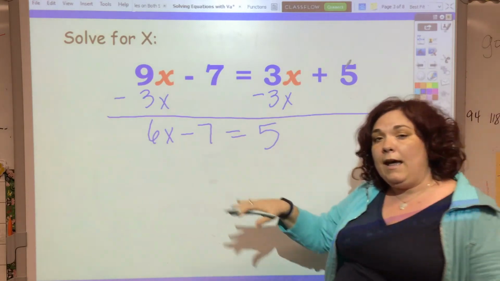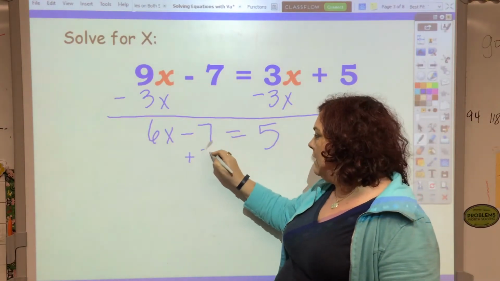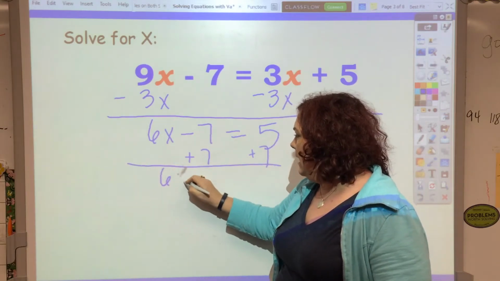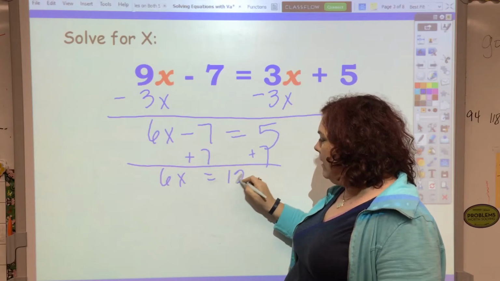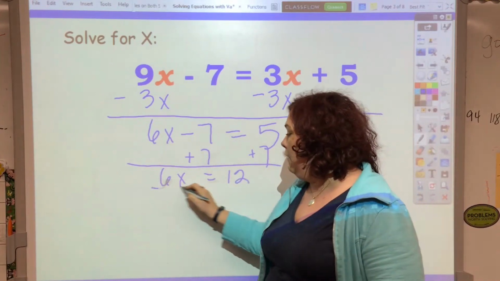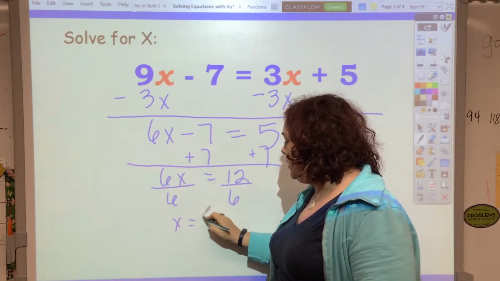So now I have my two-step equation. So I'm going to add 7 to both sides, and I get 6x equals 12. Now I have a one-step equation, and I'm going to solve for x. And I'm going to divide by 6 and divide by 6. So I get x equals 2.